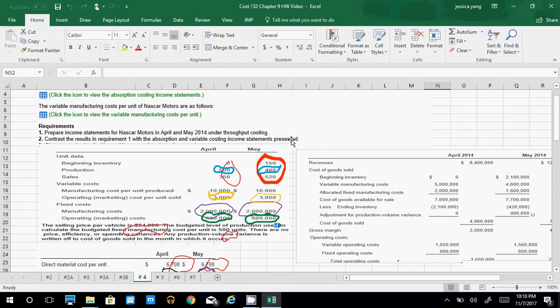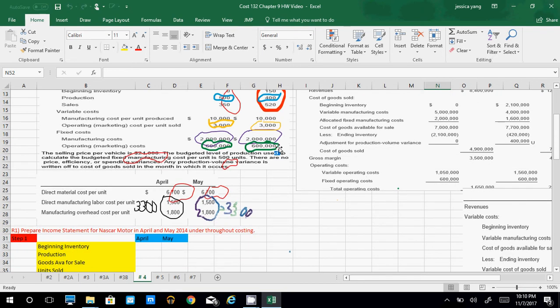There is no write-off to the cost of goods sold in the month in which it occurs. Direct material cost per unit is $6,700 for April and $6,700 for May. Direct manufacturing labor cost per unit is $1,500 for April and $1,500 for May. Manufacturing overhead cost per unit is $1,800 for April and $1,800 for May.